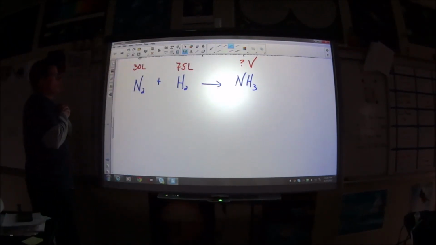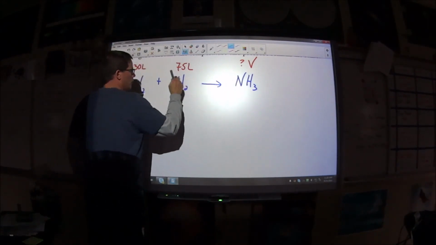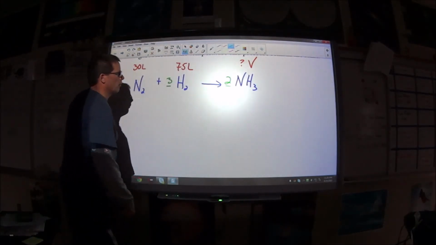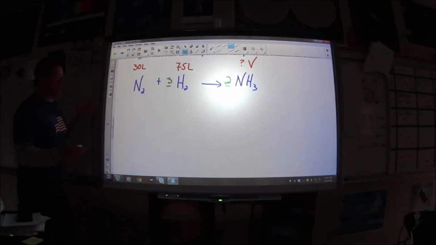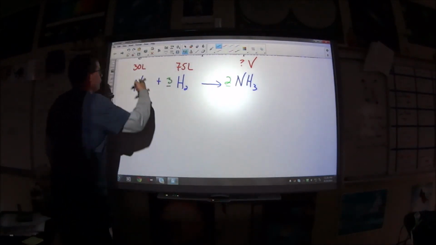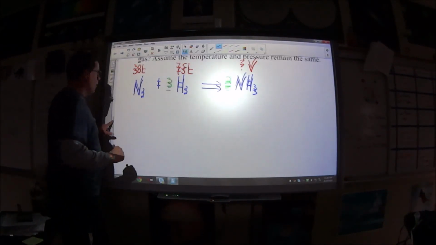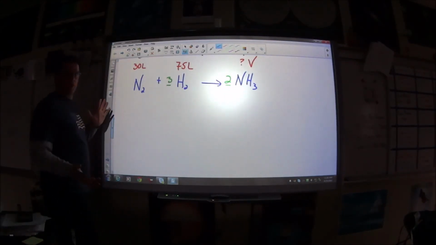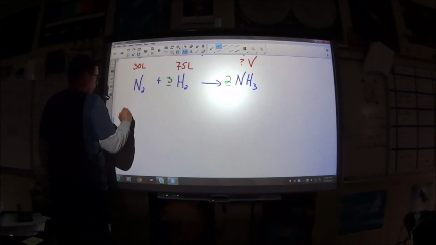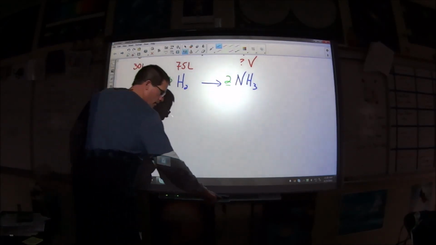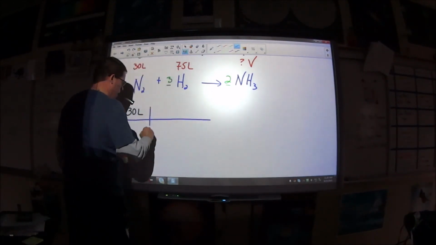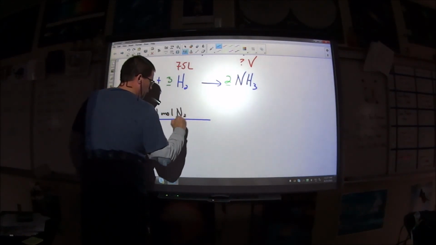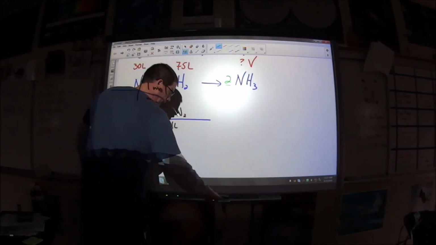Step one, write a balanced equation. So it looks like I got 3 hydrogen, 2, so I need a 3 here, and a 2 there, and 2 nitrogen. Looks like I'm balanced. Doesn't matter, pick one. So I'm going to go ahead and just pick the first one. Again, we are assuming the temperature and pressure remain the same, so it's safe to say we're at STP just to make life easy on ourselves. So I'll start with the 30 liters of nitrogen and convert that into moles. So 1 mole of nitrogen has a volume of 22.4 liters at STP.